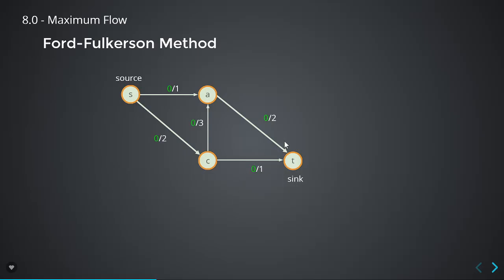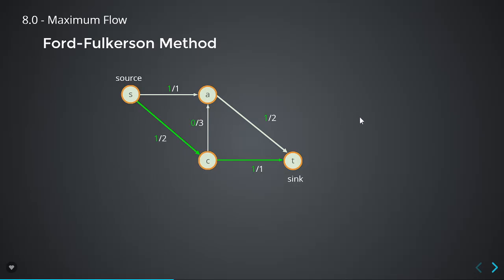Let's just try something. Let's just try to brute force it. Let's try to send 1 from S to A, and then I guess that A has to send 1 to T. Yep, we can do that. What else can we do? I guess we can also send 1 down to C. So we're using 1 capacity out of the 2 available, and then we send 1 from C to T. So that's the second path that we have.